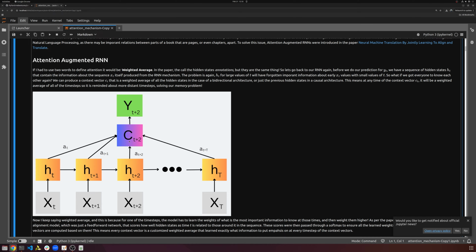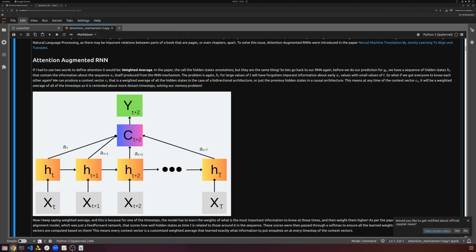And so for this new, let's just say ct plus 2, we're going to have a c for each of those. So we'll have a ct plus 1, up to c big T. We're going to have a c for all of them, but just to keep this simple, I just drew the ct plus 2 for this specific one. This ct plus 2 is a weighted average of all this information. And because these weights are learnable, the model can learn to decide, are these hidden states important or not important for the purposes of predicting y2?